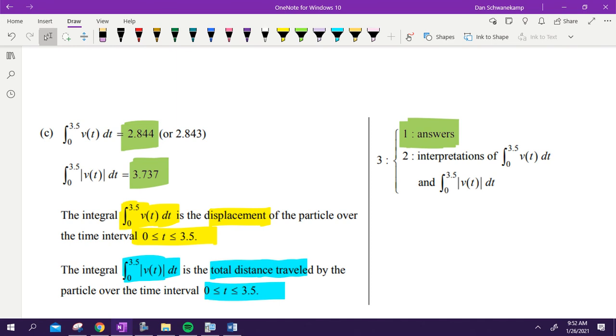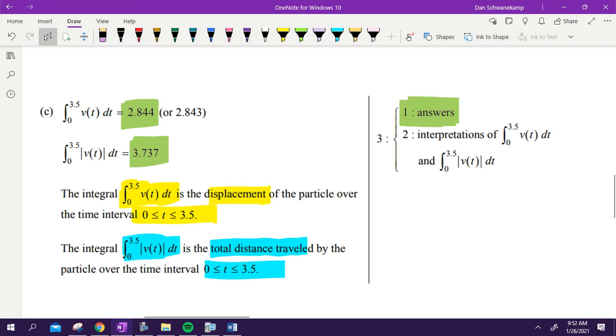The stuff in yellow is going to score you 1 point. The integral of this right here is the displacement or the change in position. You have to state your time. That was something we missed on our last test and what I saw the most missed as I walked around. It is not just change in position, but change in position from 0 to 3.5 because that's what the bounds mean. Okay, same thing on the blue one. When we integrate with absolute value, now that's the total distance traveled during that time interval from 0 to 3.5. So 1 point for the yellow, 1 point for the blue. Questions there?